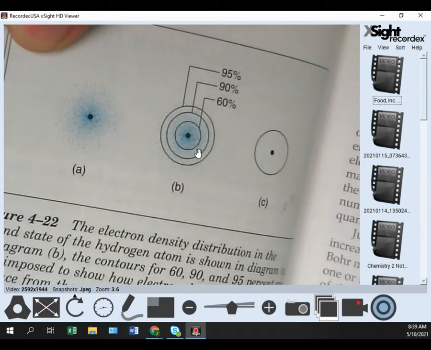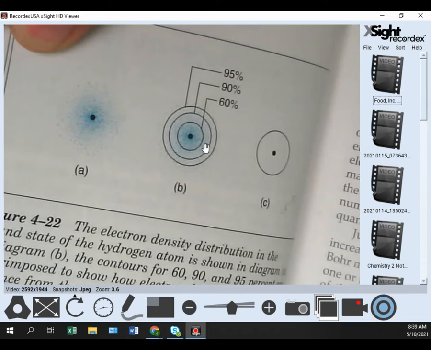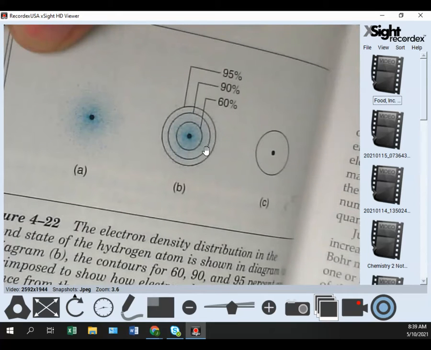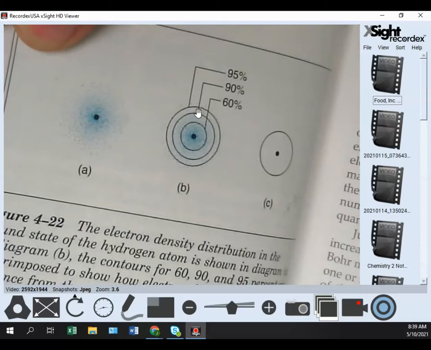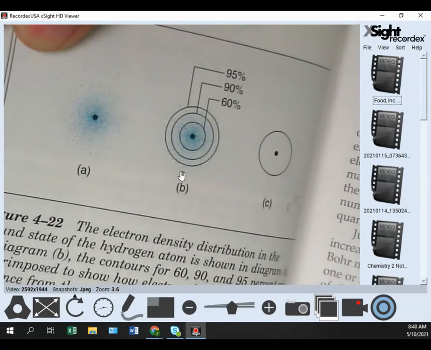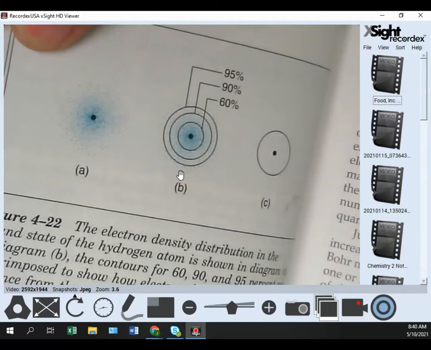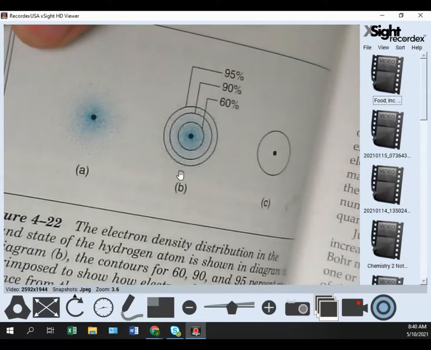What if I were to look in this part of the ring, what percent chance would you have? Between the first and the second? Yeah, 30, right? Because it's 90% from here to the inside. This part is 60, which means from this line to this is 30. We added an additional 30% chance of finding it here. 95% chance from this ring in, so 5 for just that ring. Right, good. Does that make sense, kind of how that works? So that's what contour lines are.